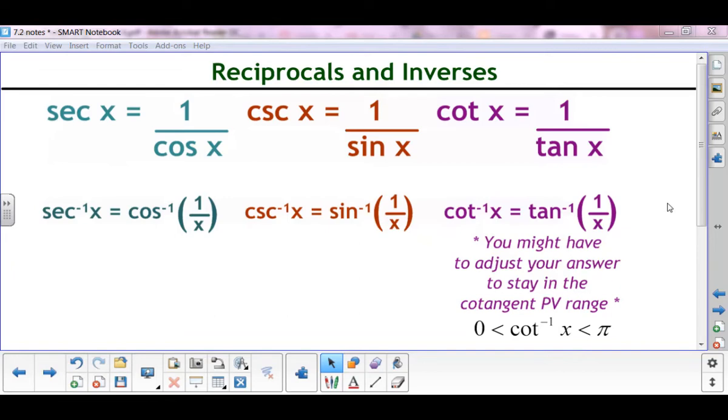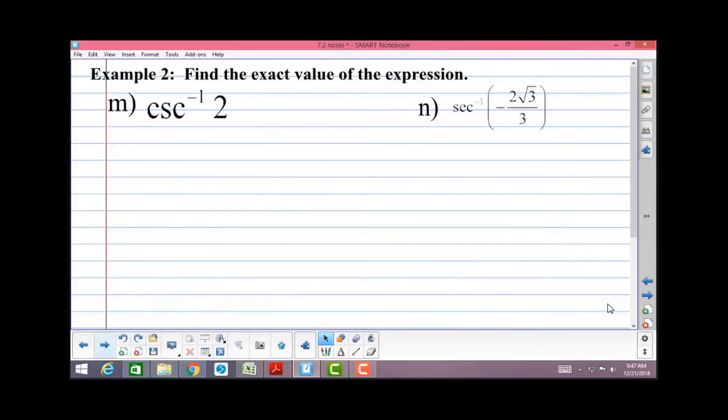The reason is, remember that tangent's principal value answers have to be between negative pi over 2 and pi over 2 in the first and fourth quadrant, where cotangent's inverse values are supposed to be between 0 and pi in the first and second quadrant. So here in example M, we have the inverse cosecant of 2. That's saying, where is the cosecant equal to 2?